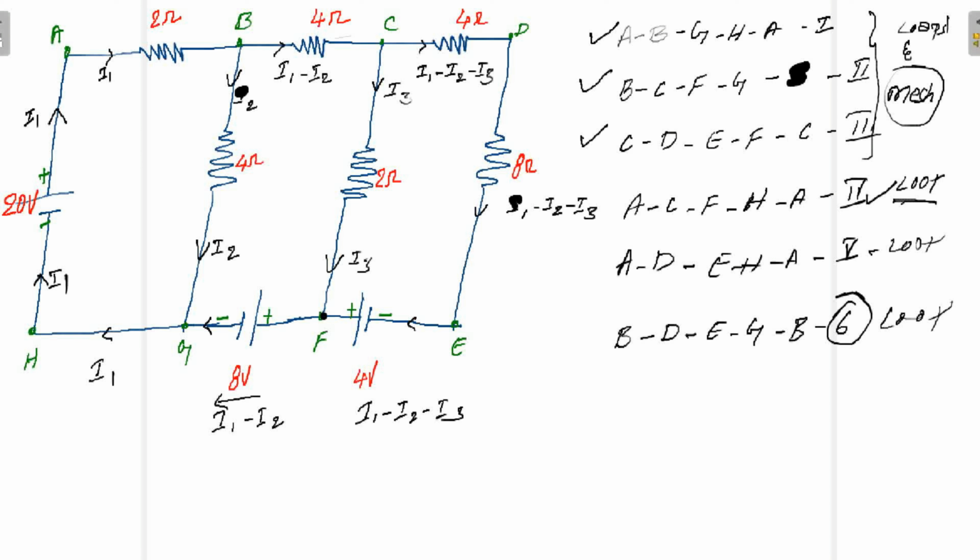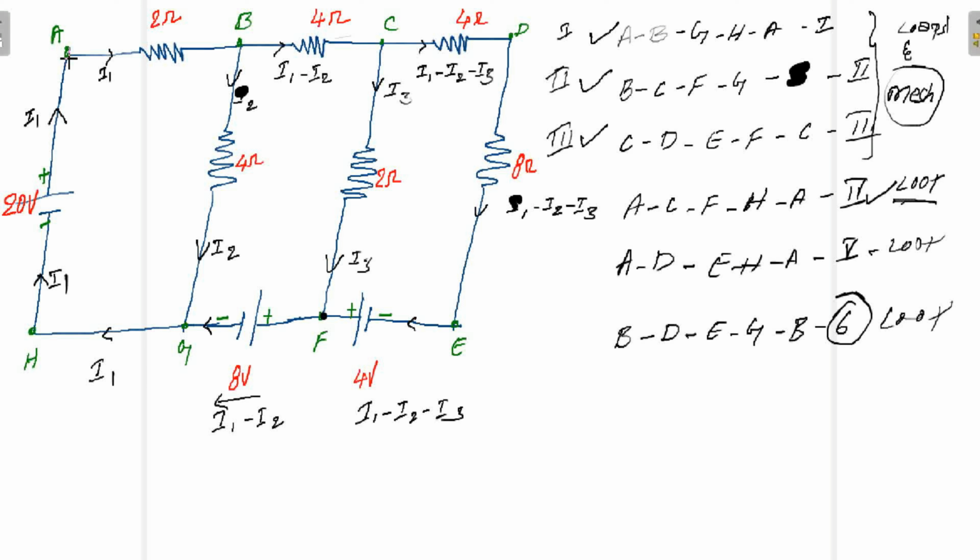For example, if I select A, B, G, H, A as the first loop, a second loop and a third loop, we should check whether they are covering all elements, at least once.